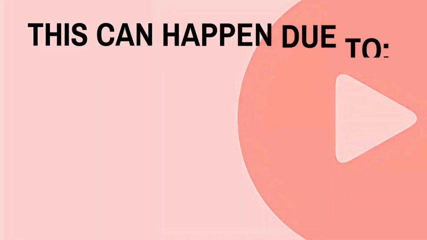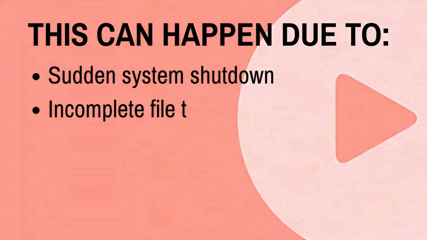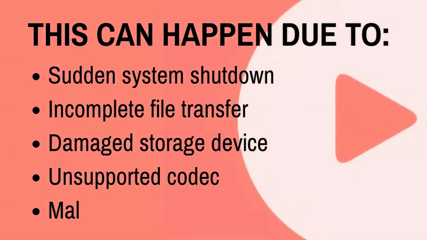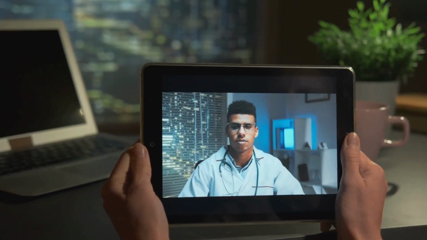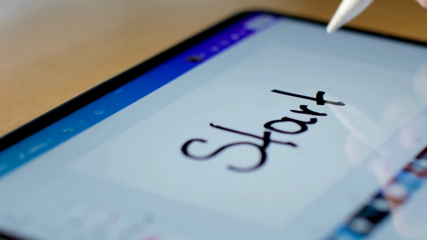Before I proceed further, let me tell you, the error appears when the video file is damaged or unreadable. This can happen due to sudden system shutdown, incomplete file transfer, damaged storage device, unsupported codec, malware or software crash. But don't worry, your video is not permanently lost. Let's start with the easiest method first.